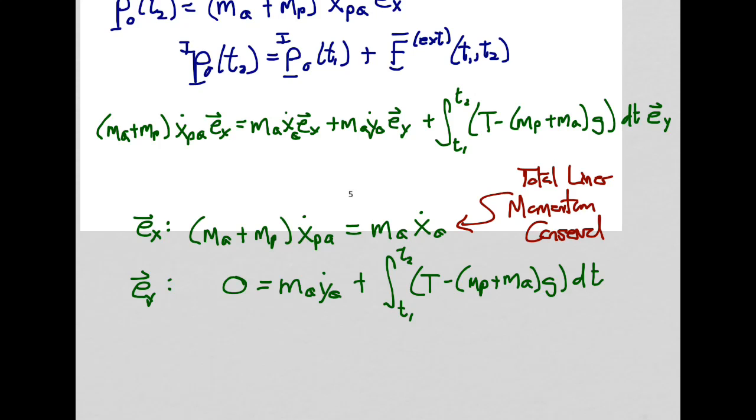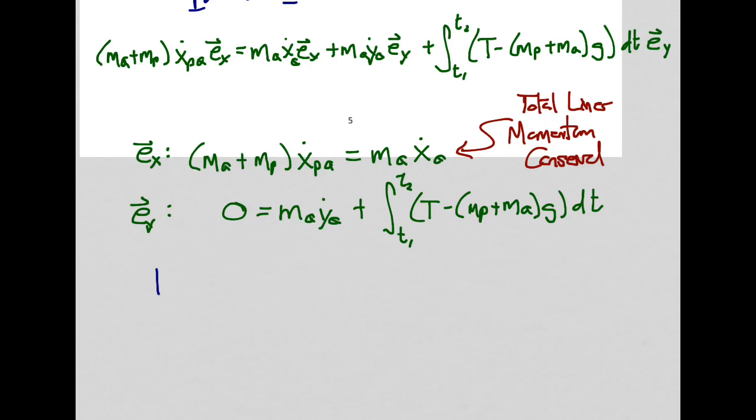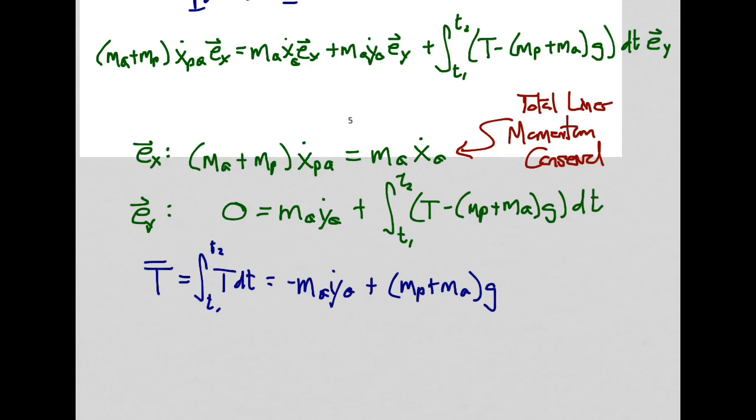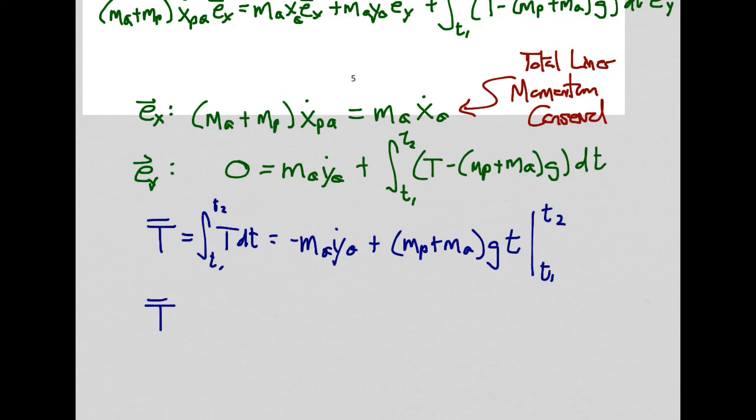If you're asked to solve for the impulse within the rod, this would be a scalar impulse, equal to, as you know, the integral from time 1 to time 2 of the tension dt. And this is equal to negative m_Q y dot Q, and then we add to that the integral of the gravitational force, which is (m_P plus m_Q) g, evaluated from time 1 to time 2. So the scalar impulse is equal to negative m_Q y dot Q plus (m_P plus m_Q) g, and then using the fundamental theorem of calculus, times (t2 minus t1).